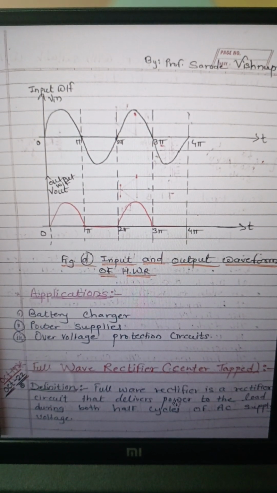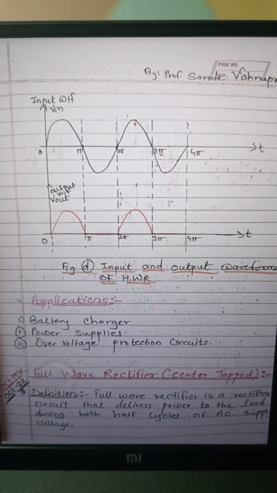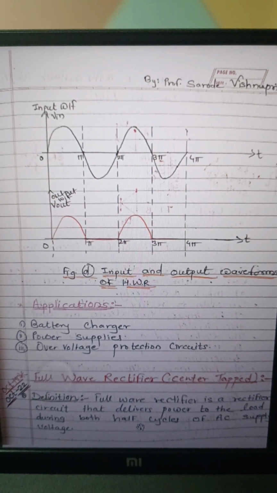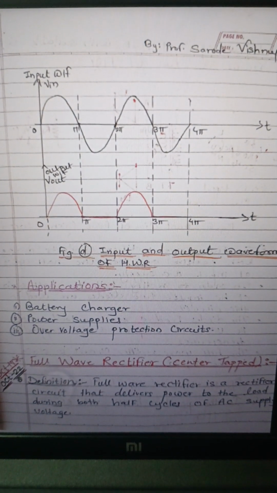Because this is the rectifier circuit which delivers power to the load, across RL, that is at the output side, during both the positive and negative half cycles of AC supply. Means it is the rectifier circuit.